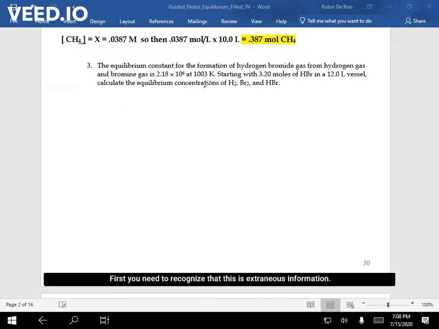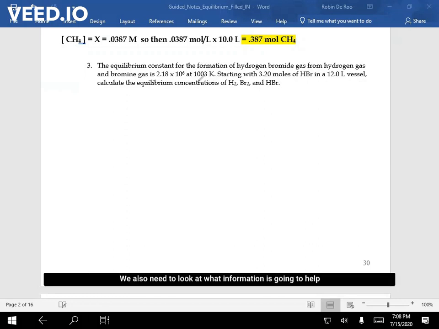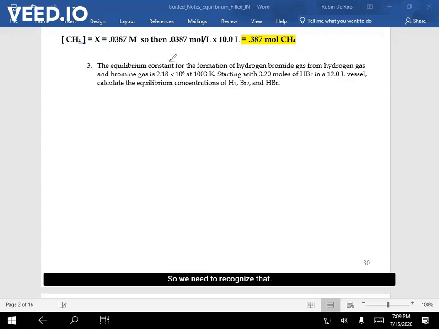First, you need to recognize that this is extraneous information. This Kelvin is not going to help us. We also need to look at what information is going to help us. So we're given the equilibrium constant. So we need to recognize that this value, the 2.18 times 10 to the 6, is the K.